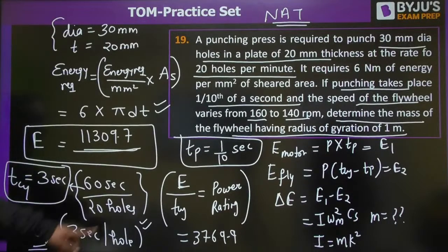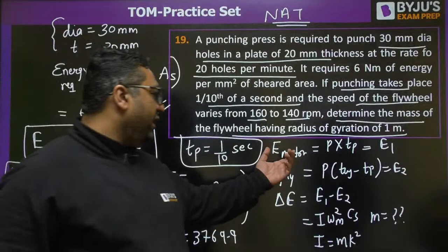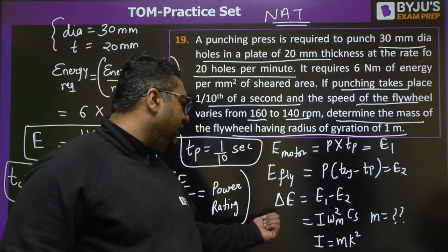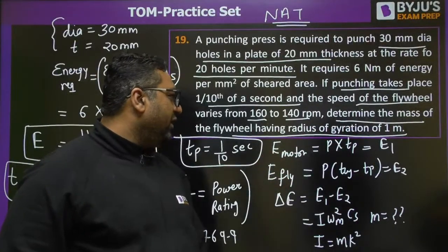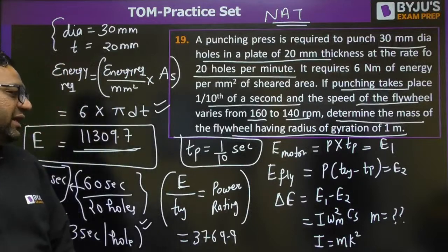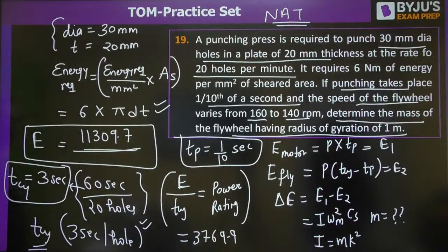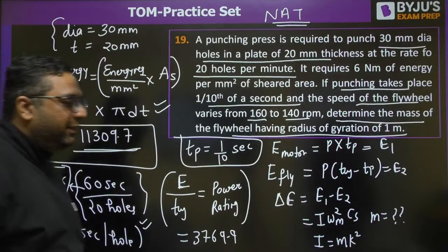You got power rating here. From here you can find out motor and flywheel. Delta E you can find out. From delta E you can find out mass because radius of gyration is given to us. Speeds are already mentioned, I feel so. 160, 140 RPMs are given to you. Tell me guys.